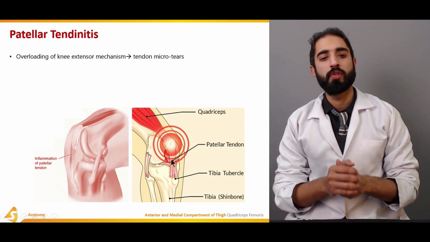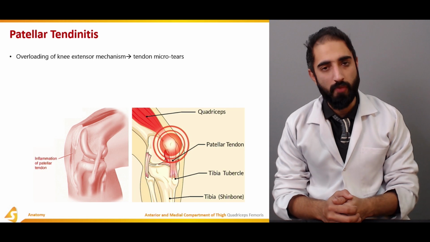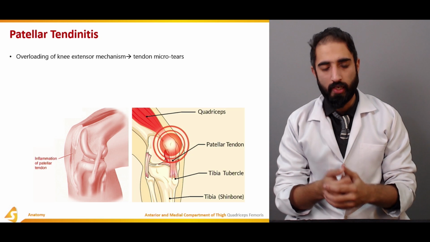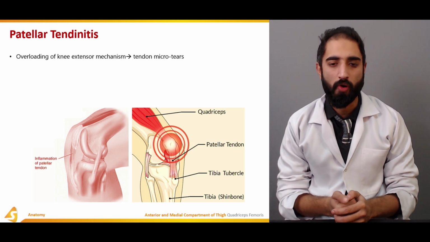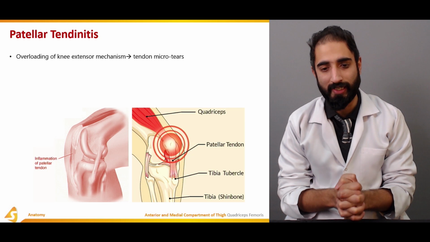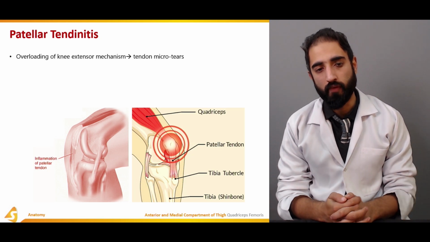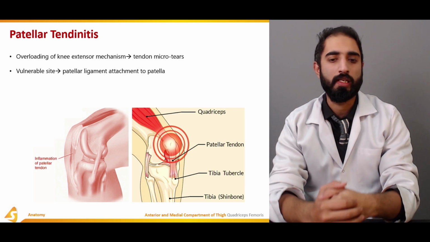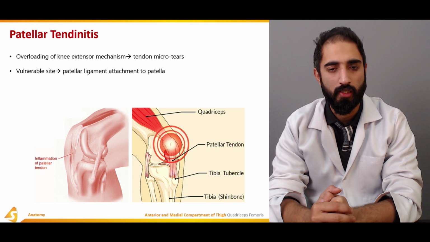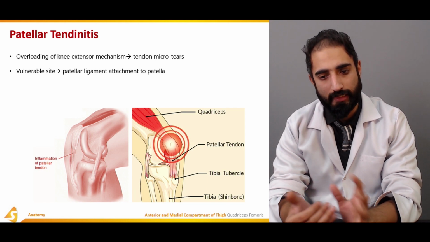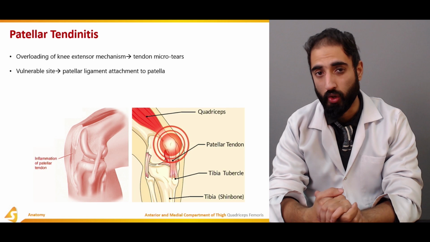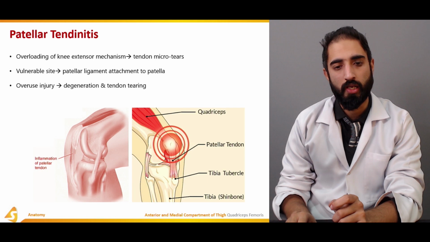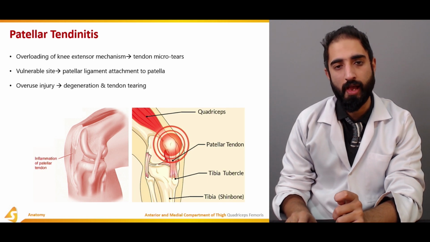That is because of the overloading of the knee extensor mechanism and the hyperactivity, which leads to tendon micro tears. And if they are not followed up by the regular healing process, the accumulation of these micro tears can lead to dysfunction of the musculoskeletal system in terms of patellar tendinitis. It is a vulnerable site because the patellar ligament is attached to the patella and the tubercle, and it has to deal with a lot of forces generated by the quadriceps, and overuse injury can lead to degeneration and tendon tearing as well.